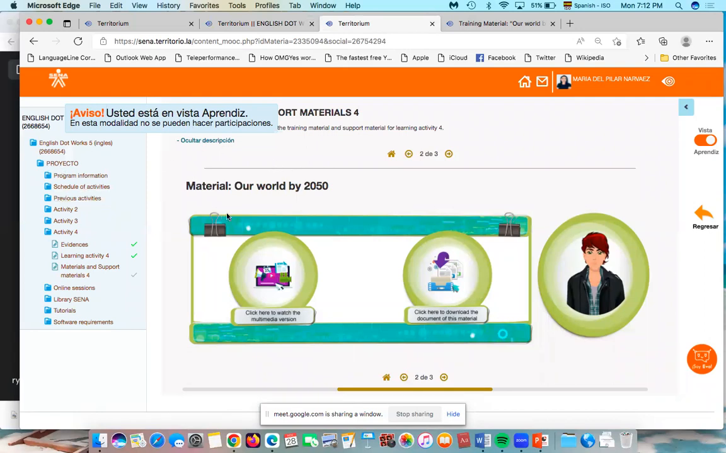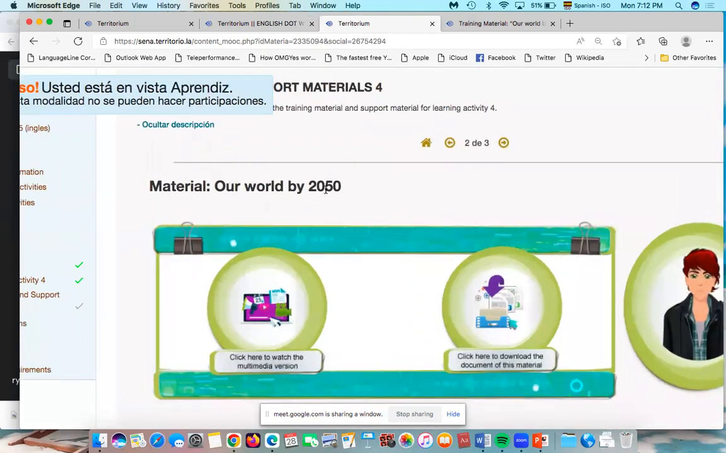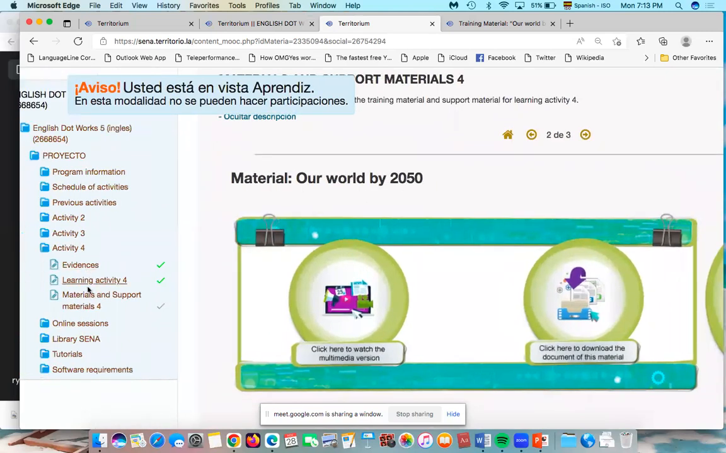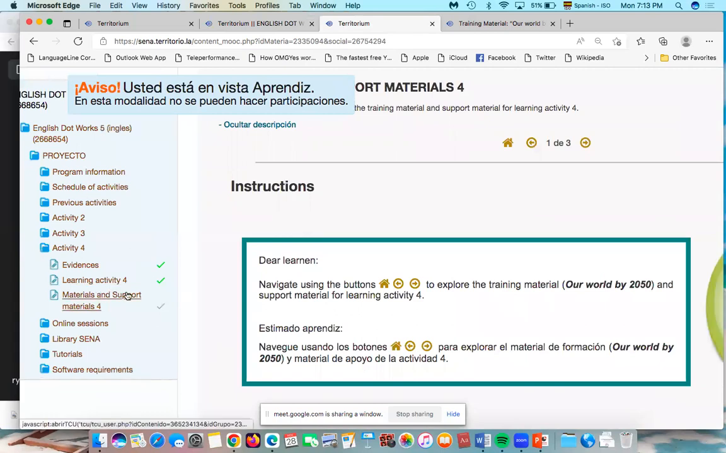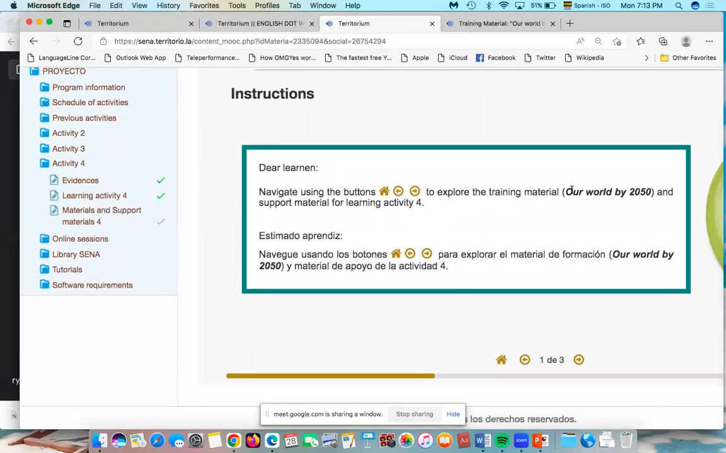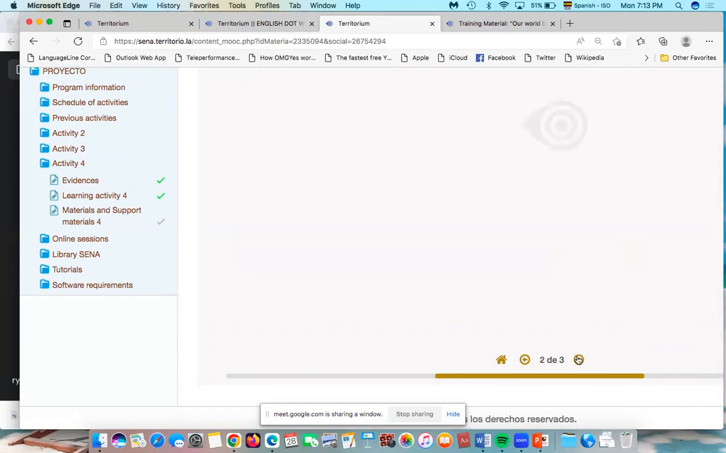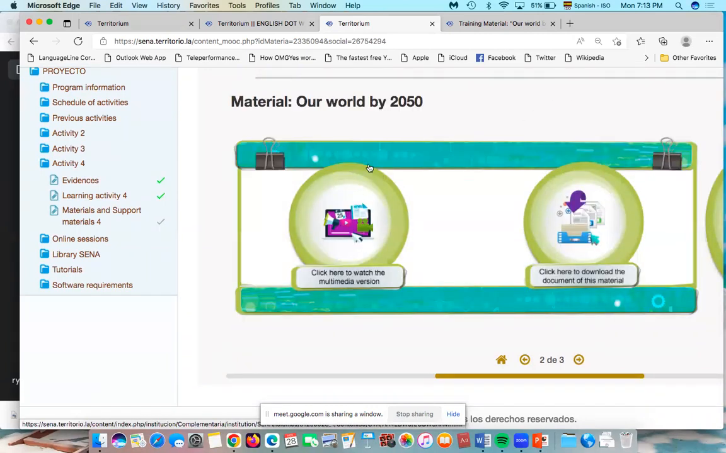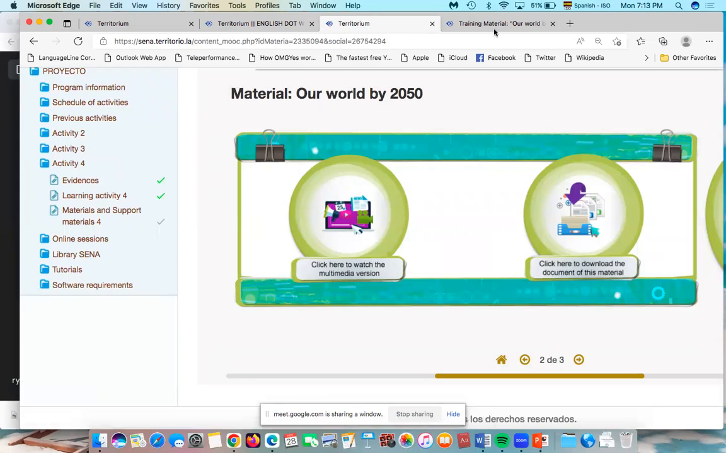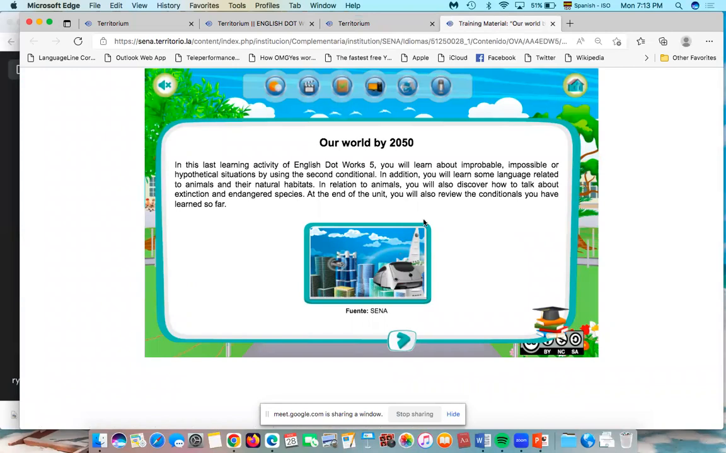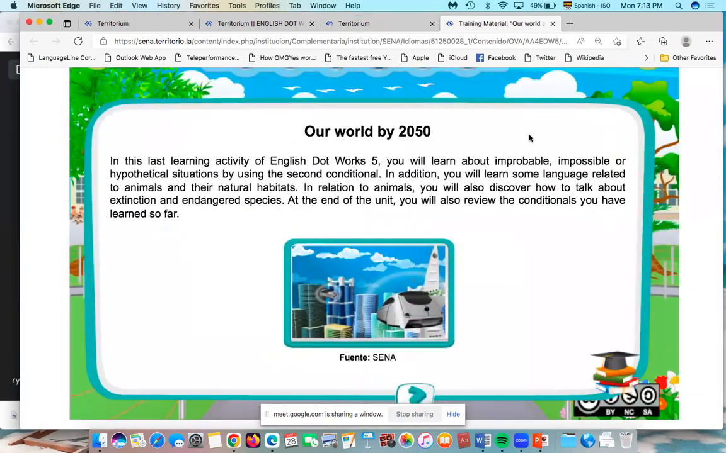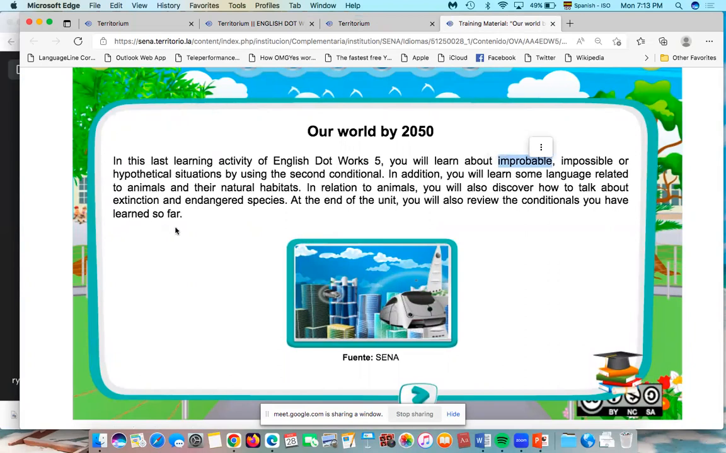Bueno, esta unidad, this unit, Unit 4, the name is Our World by 2050. Entonces, si vamos aquí a materiales, es donde vemos Materials and Support Materials, es donde podemos ver este enlace para ver material de estudio, Our World by 2050. Y si vamos a dar clic aquí en este enlace, nos va a aparecer esta pantallita. Our World by 2050. Okay? So we are going to learn how to say improbable or impossible or hypothetical situations when using the second conditional.